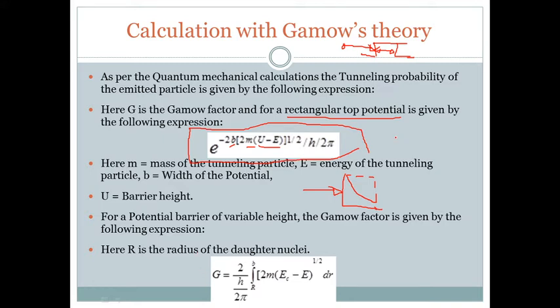You must be wondering, what is the Gamow expression? The Gamow expression is nothing but e raised to minus g, where g is 2b times the square root of 2m(U minus E), divided by h cross. This Gamow factor for a rectangular top is this, and for a variable rectangular top it is modified to this. You can see an integration coming into the picture here, and the integration limit is from r to b. Now what are r and b?